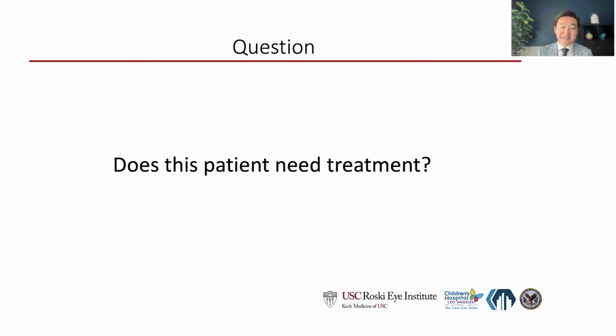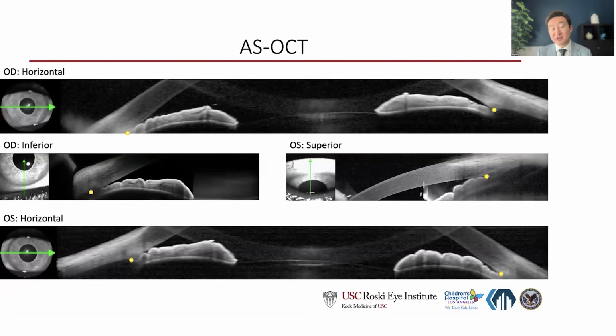So at that time, I asked myself, does this patient need treatment? And again, we turned to anterior segment OCT to better refine our management. Here, the scleral spurs are again marked using the yellow dots, and we can see that in the right eye, in the horizontal section, which is the temporal nasal section, there is iridotrabecular contact, and that this is also true in the inferior quadrant as well.